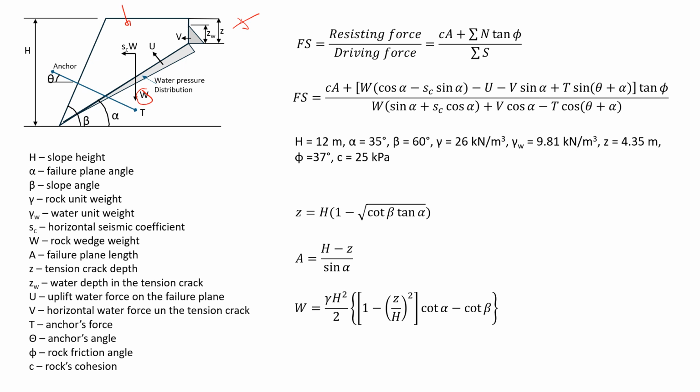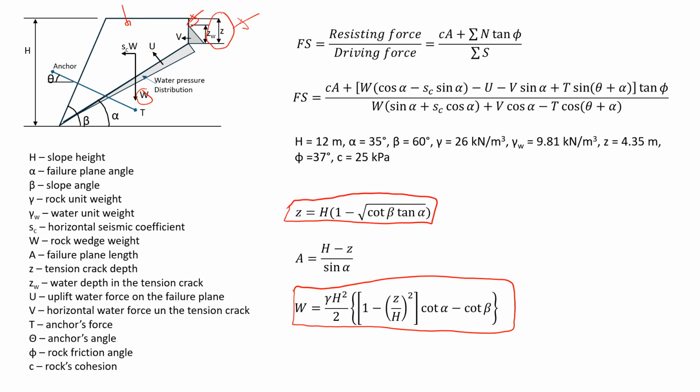So as I already said, that will be the weight of the rock mass, and we can estimate it. This is the formula to estimate the weight of the rock wedge. And in this example, we're going to look at the special case when we have a tension crack here, at the back, behind the crest. And we also know the depth of this tension crack. If we don't know it, we can also estimate it using this formula, and I will show you later how to do that. What we also need to know is the failure plane angle.